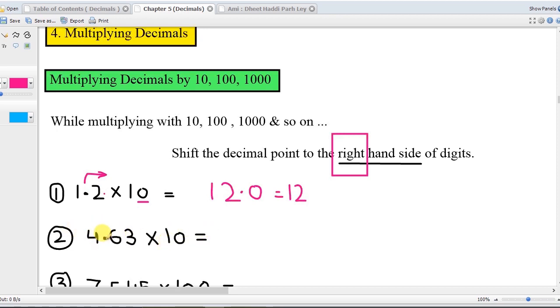Next, 4.63 times 10. Right now its decimal point is over here. Since I'm multiplying with 10, multiplying means we have to shift it towards the right hand side. How many digits do we need to shift it? The number of zeros will tell us how many digits we need to move. There's just one zero, so shift the decimal point to the right side just one digit. So our new answer will become 46.3. Got it?